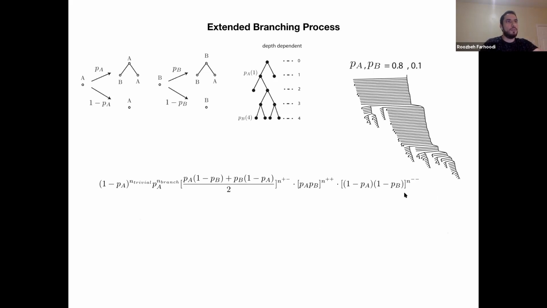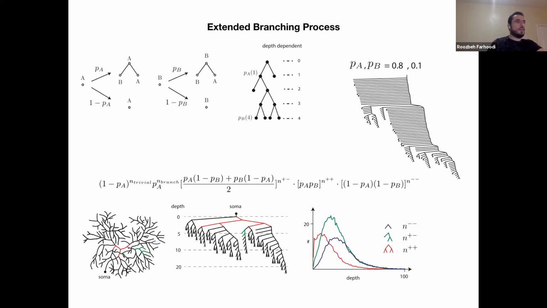n plus minus, n plus plus, and n minus minus. If I flash back to the other slide that I showed you, this one, this is actually the number of these values in different locations. Okay, great. So we now have a generative model, and we have a likelihood for them.